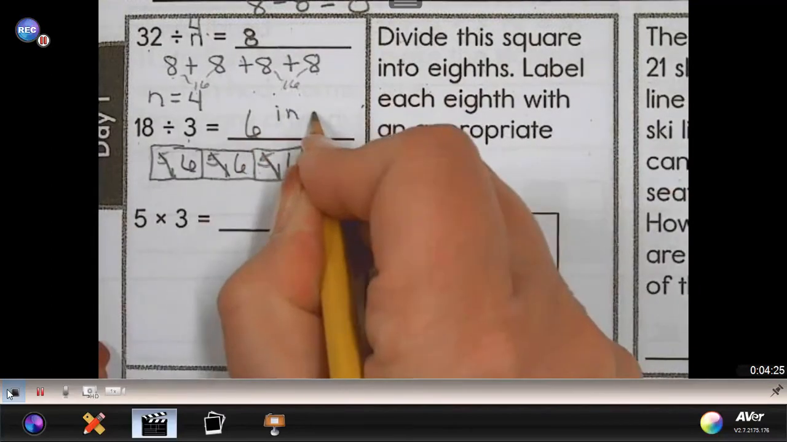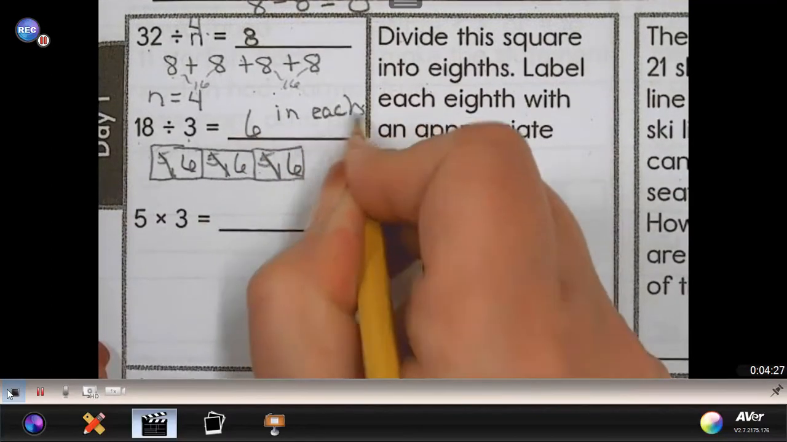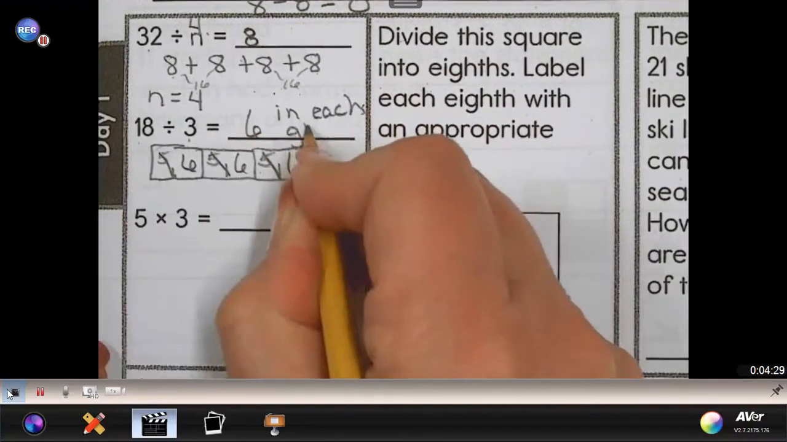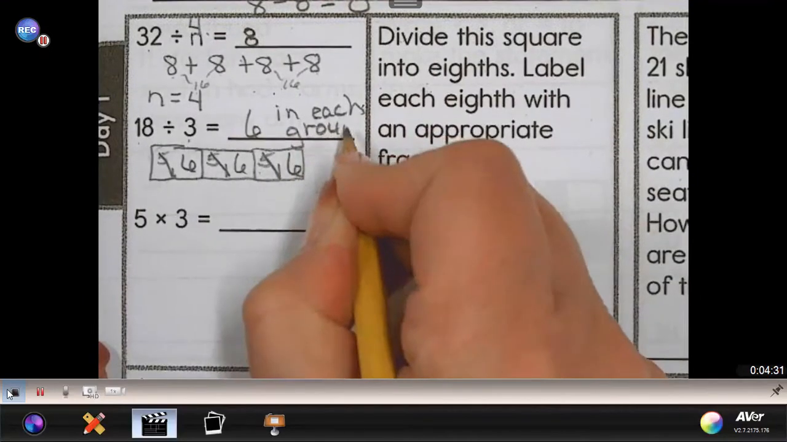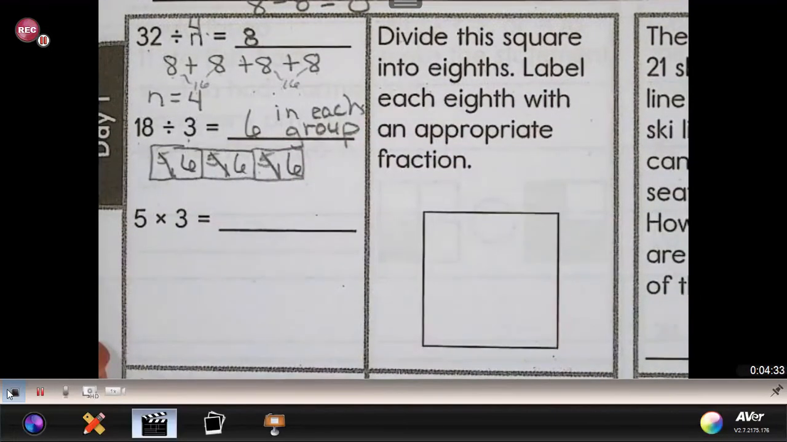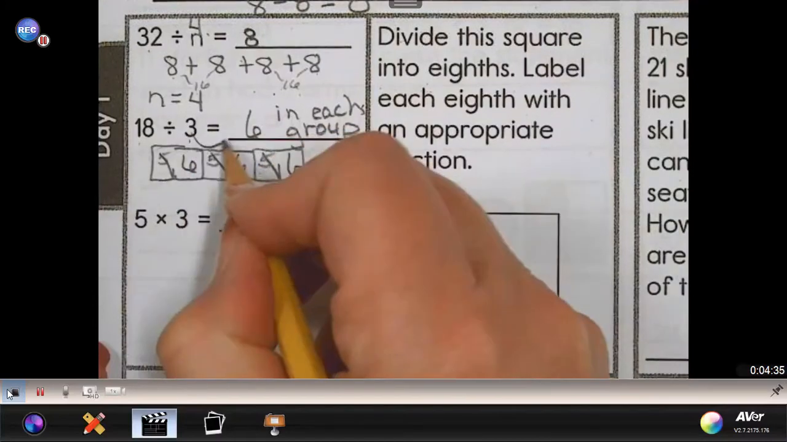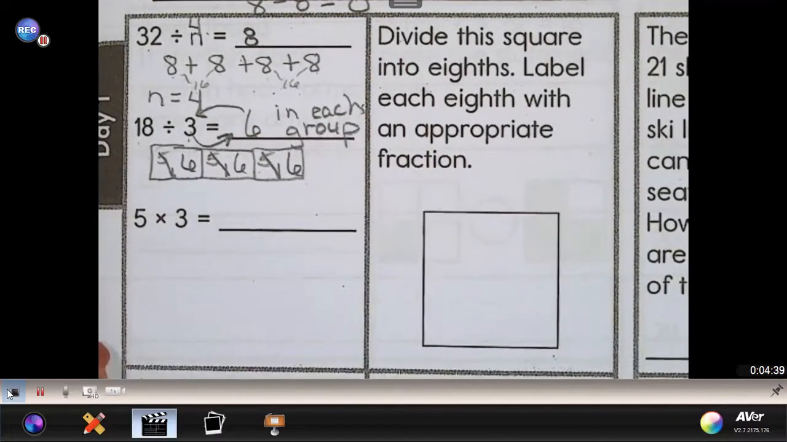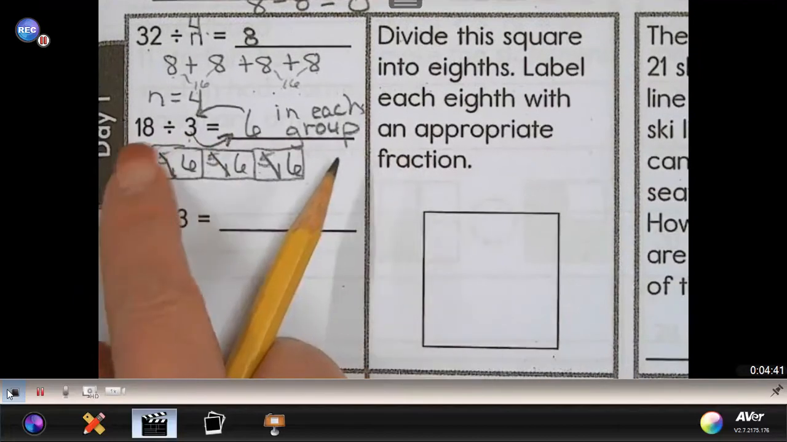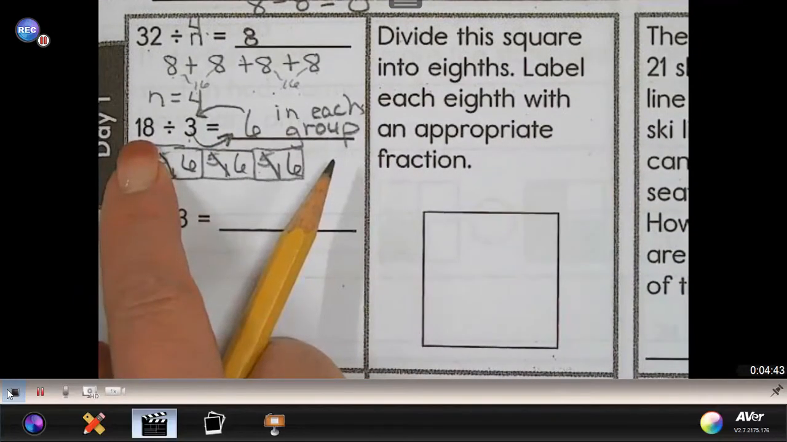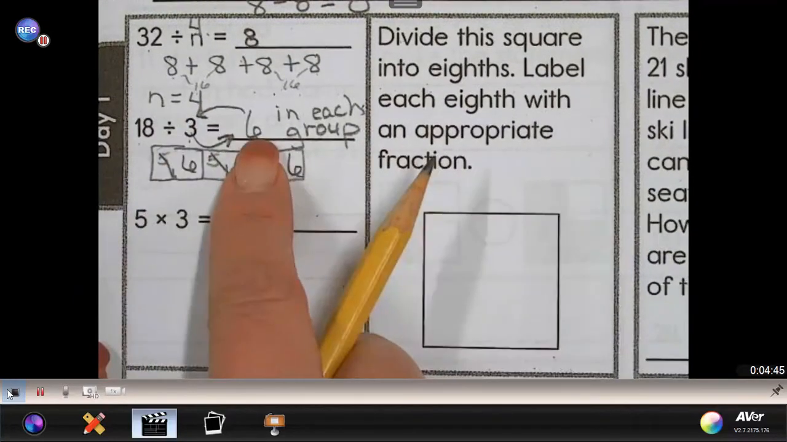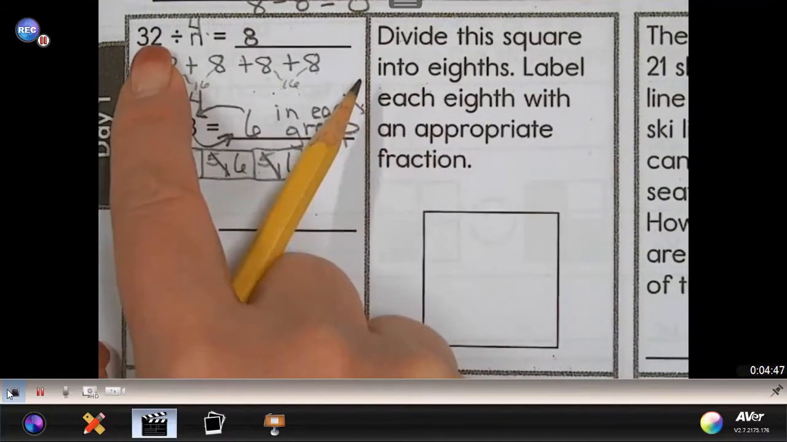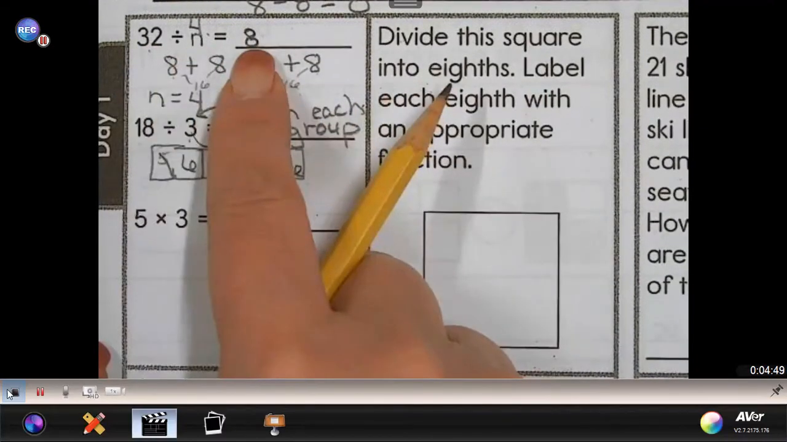6 in each group. And this is called my quotient. My quotient can either be the groups or the amount in each group, depending on if you want to switch your quotient and your divisor. This is called your divisor. Dividend, divisor, quotient.